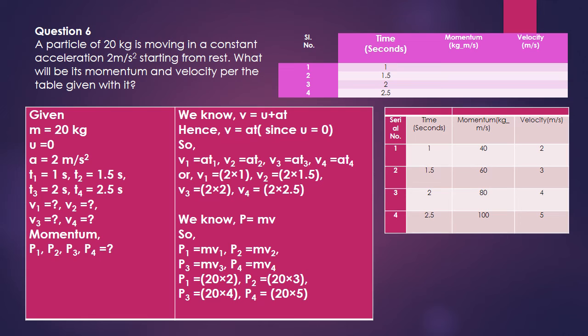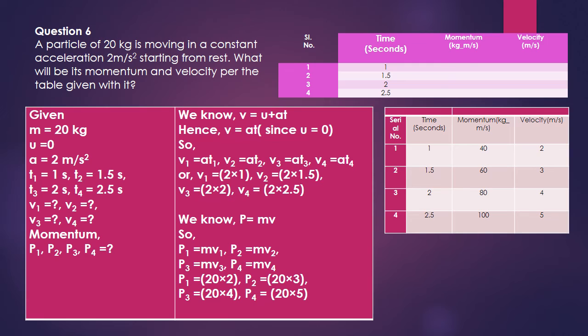So mass m equals 20 kg. It is starting from rest, so u equals 0. Acceleration equals 2 meter per second square. There are 4 scenarios and so 4 times, denoted t1, t2, t3 and t4 in subscript. t1 equals 1 second, t2 equals 1.5 second, t3 equals 2 second and t4 equals 2.5 second.